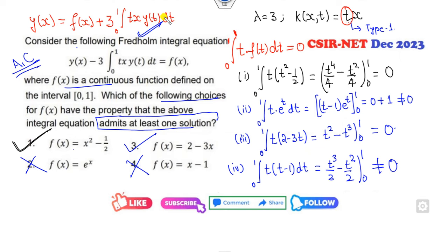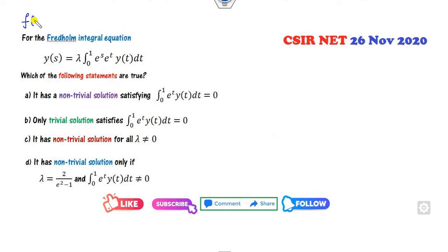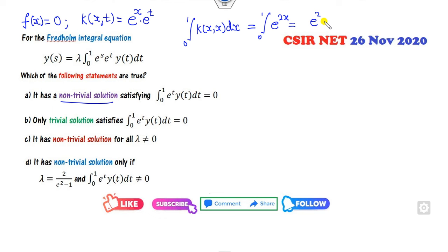It is already in the standard form. So f of x will be 0. The kernel K(x, t) is e raised to power x into e raised to power t, and lambda will be lambda. Which of the following is a non-trivial solution satisfied here? Firstly, we can find the integral of K(x, x), so it will be e raised to power 2x, and that gives e squared minus 1 over 2.